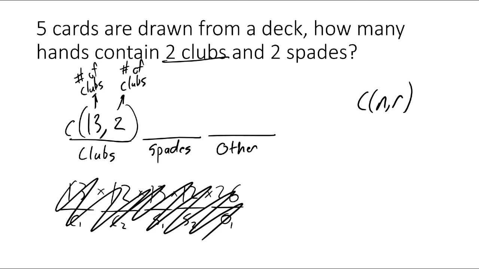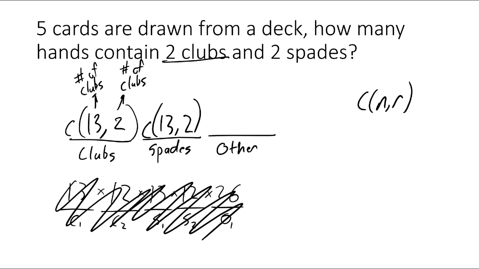All right, we'll do the same thing for spades. So our combination here again: the first number is how many spades are there? 13. The second number is how many spades do we want? 2. So again, both of those numbers refer to the number of spades. There are 13 spades. We want 2 spades.